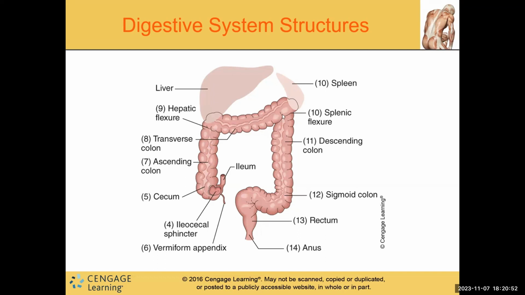So it goes up to the transverse colon, which goes across our abdomen, and then the descending colon, which goes down. Then the sigmoid colon, which curves. That's what sigmoid means. So it curves. Then it goes to the rectum, and then the anus.